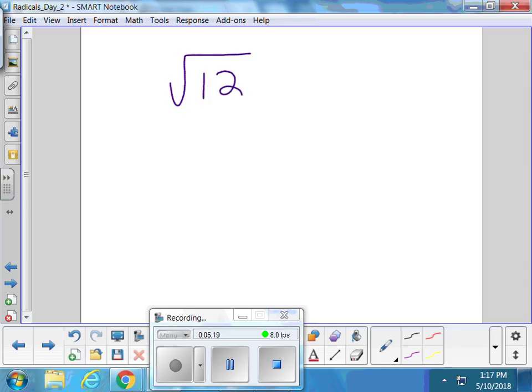Here's my 12. So I'm going to break down my 12 into whatever two factors I want. I could do 3 times 4, I could do 6 times 2. I'll just do 6 times 2, since I did 3 times 4 in the last one.